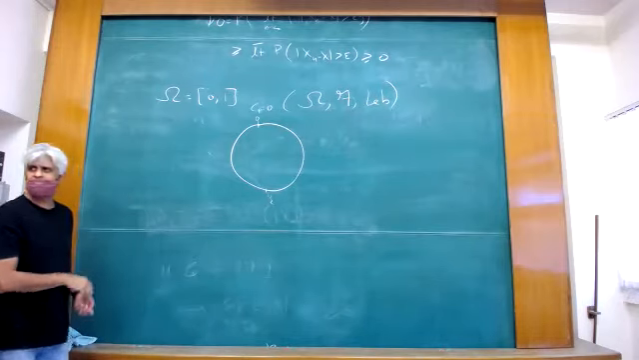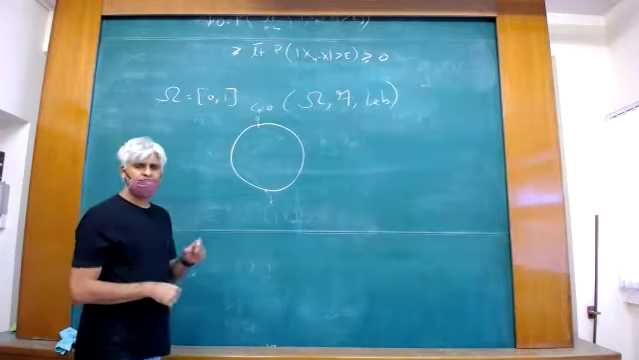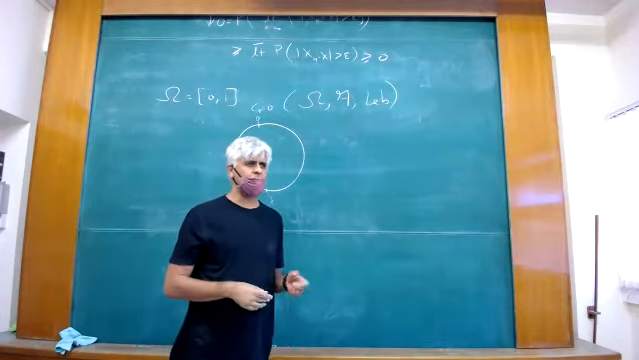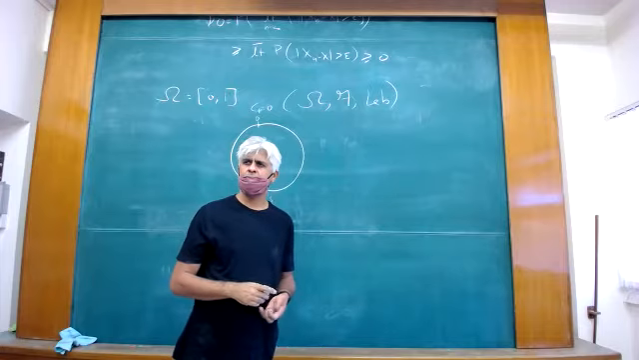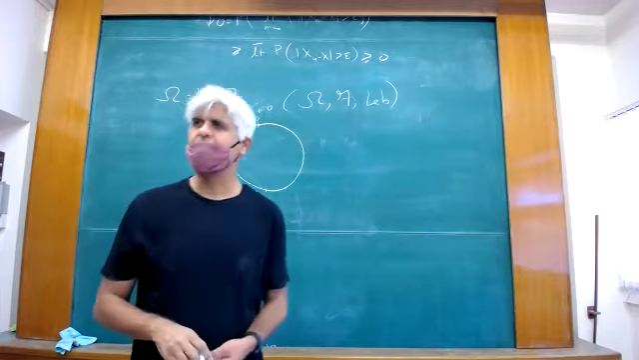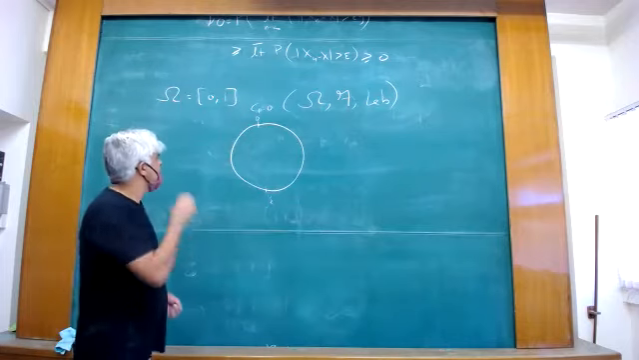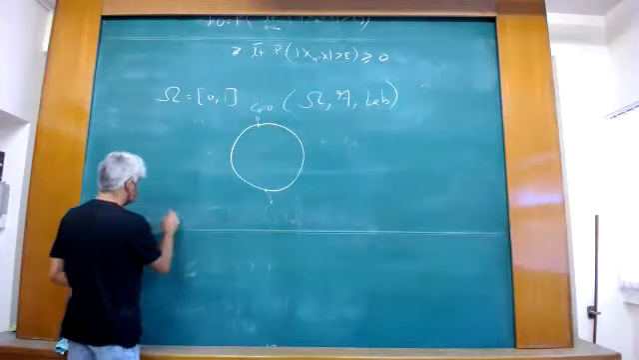Have you seen this example before, where you have convergence in probability, but not almost sure convergence? Not this construct. Hmm? Not this construct. So let's construct it now.